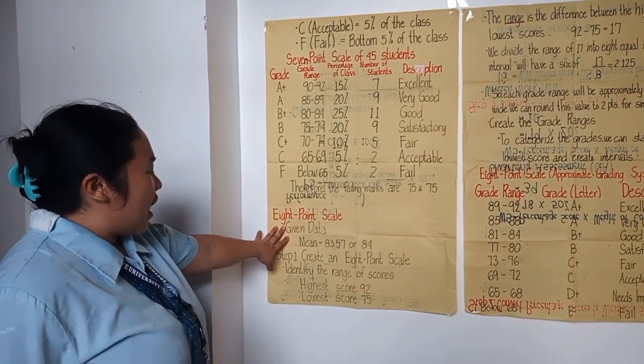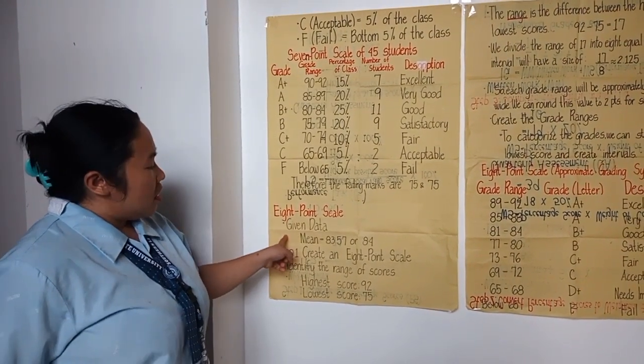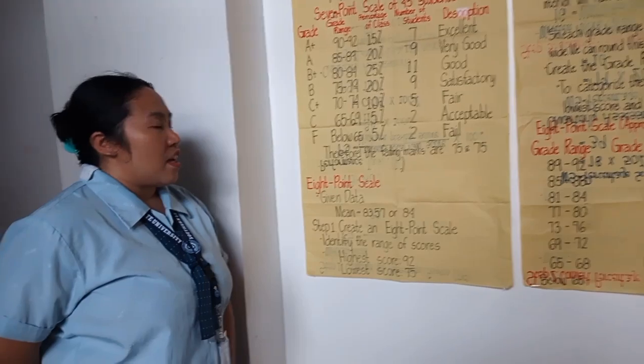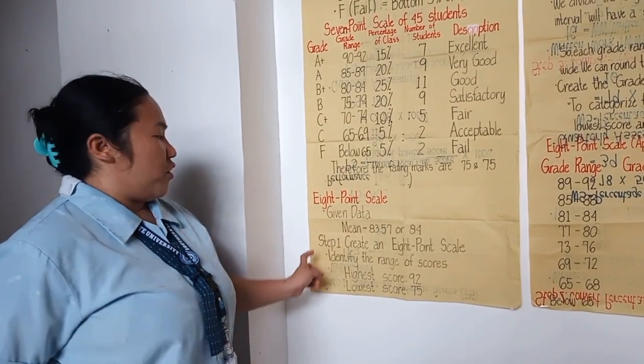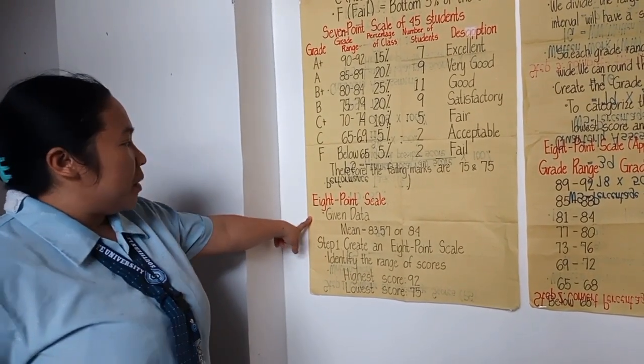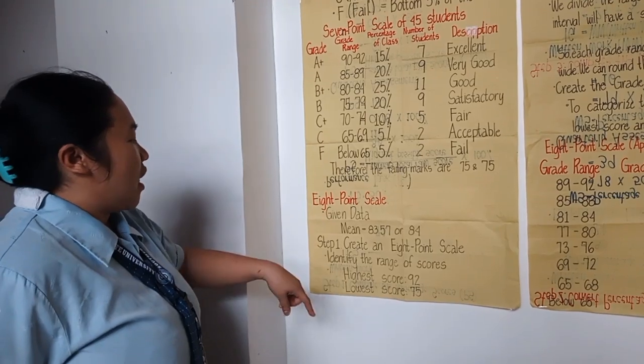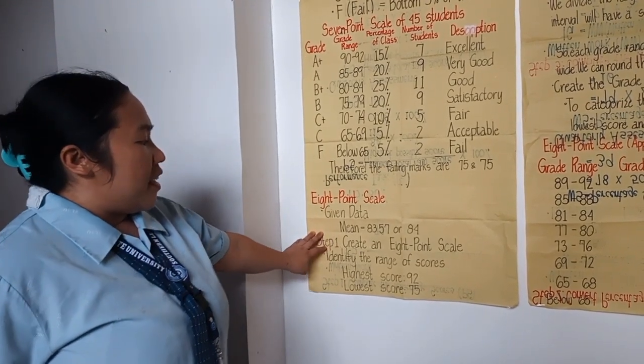Given the data, the mean is equal to 83.57, or we round up to 84. So the first step in getting the 8-point scale is to create an 8-point scale.